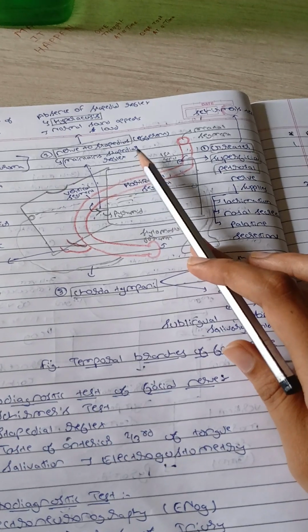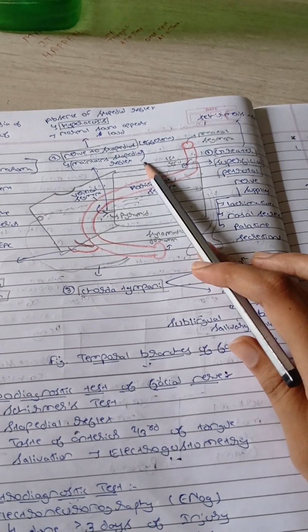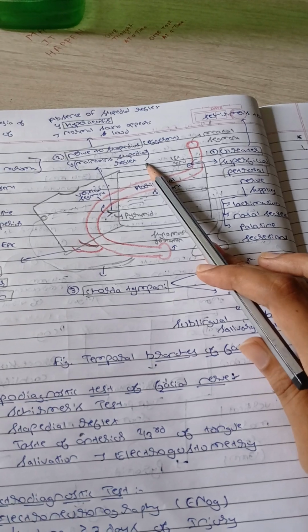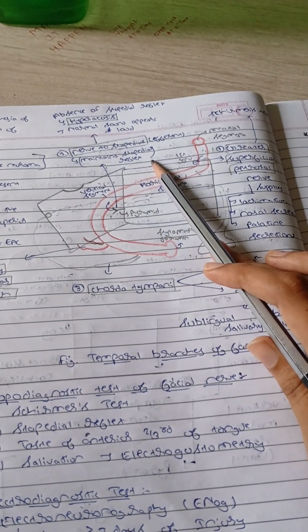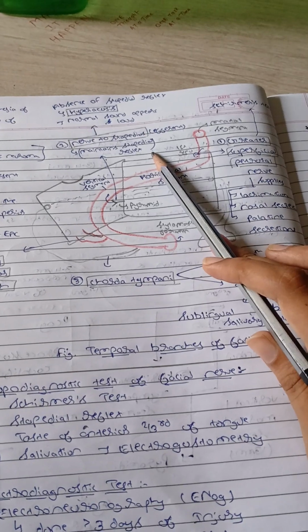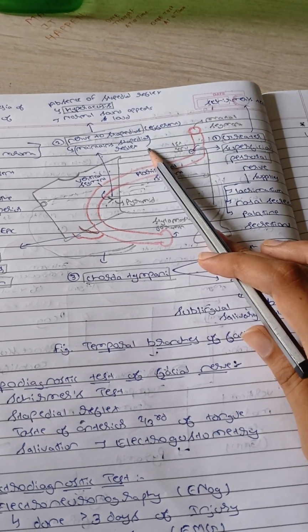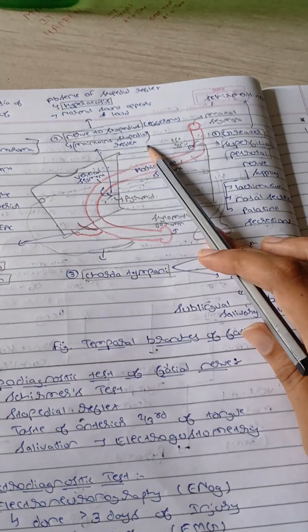And what is its function? It maintains the stapedial reflex. Now in the absence of the stapedial reflex, we get what is known as hyperacusis, that is normal sound appears very loud to the patient. That is hyperacusis.